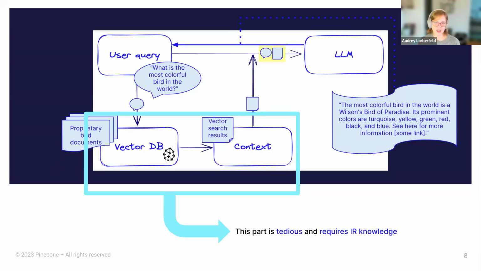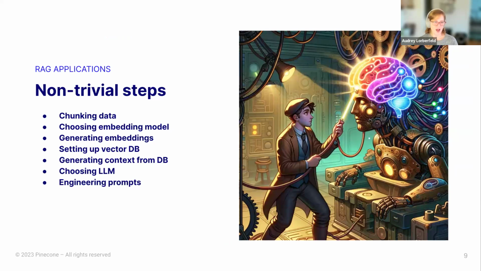And that augmentation of the retrieved vector search results is what is non-trivial, and it requires some information retrieval knowledge and developer expertise to do correctly. And this is what Canopy abstracts away for you. So the non-trivial steps, again, chunking, choosing the model.